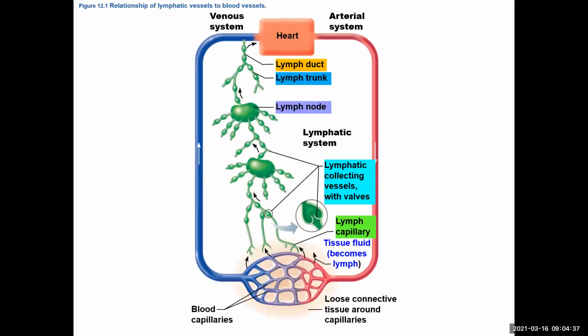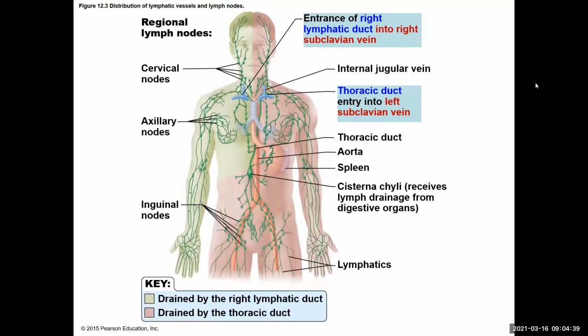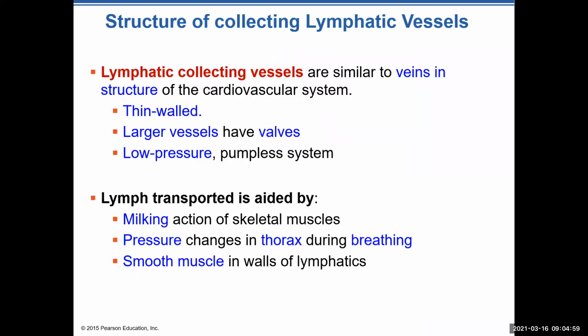Yeah, this one. The two ducts, the right lymphatic duct and the thoracic duct, enter into the vein and pour all that lymph, which has been collected from the entire body, into the blood, which then becomes part of the venous blood, sent to the right atrium through the superior vena cava. So now today we'll discuss the lymphatic collecting vessels.